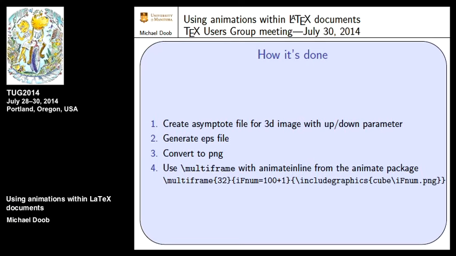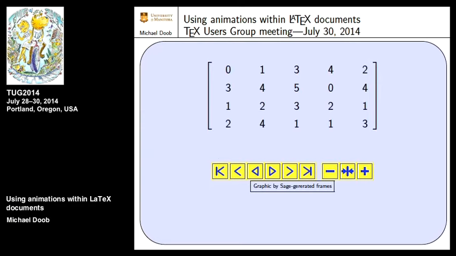Incidentally, with Asymptote, you can tell it what kind of output file you want. You can go directly to PNG. And what does it do? It takes its output and runs it through ImageMagick. So there you go. OK, so that's the second example.